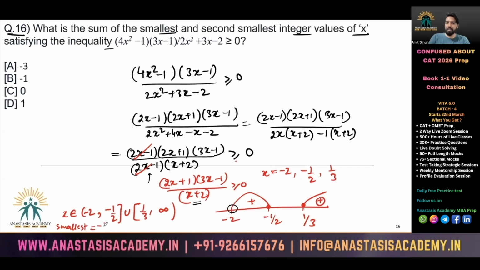Now the smallest x would be −1/2. Sorry, −1, because I cannot have −2. In this range, the smallest value of x would be −1. And the second smallest integral value, I need to find the integral value, that's why it is −1. So this is −1, and the second smallest integral value would be greater than 1/3, and that is 1. So the sum of these two values is −1 + 1, and that is 0. So the correct answer to this question is option C.